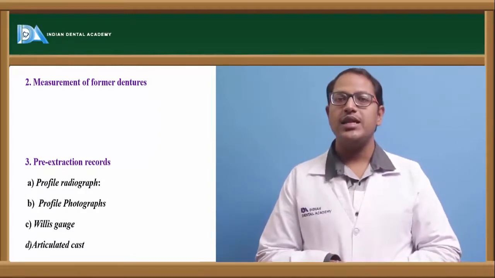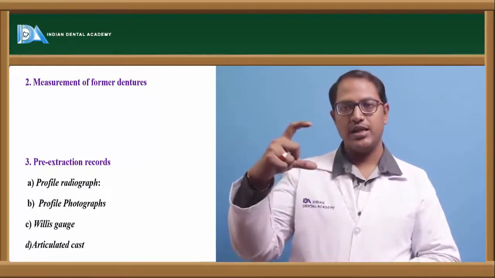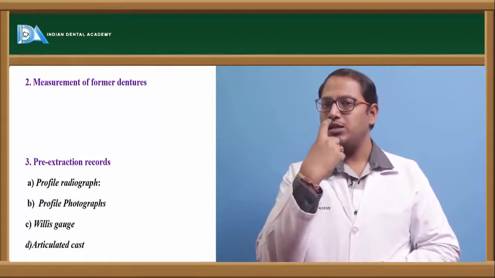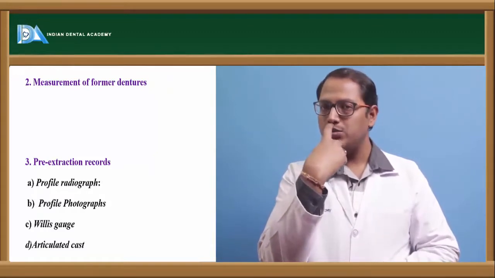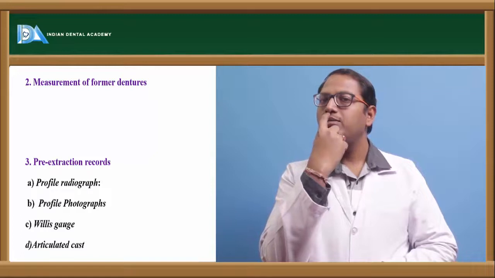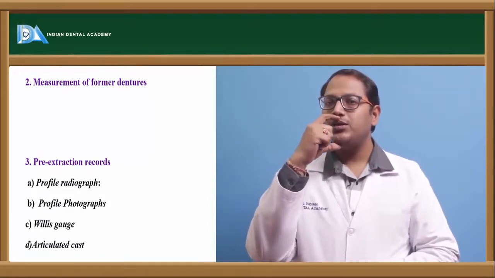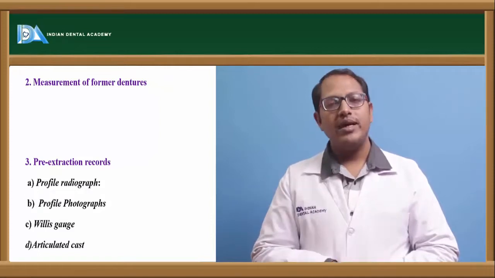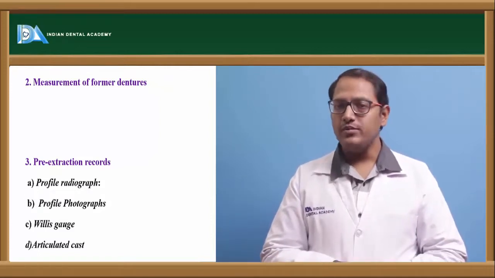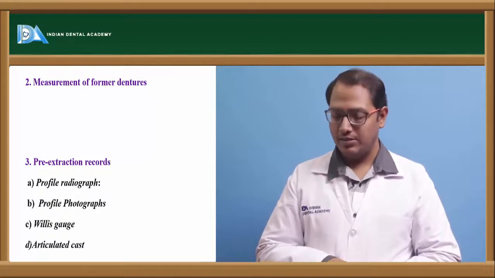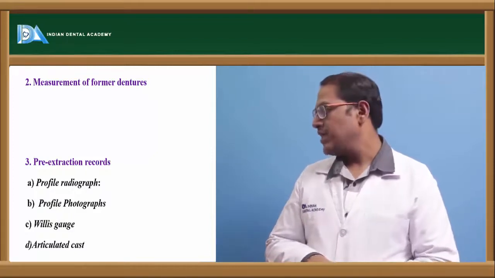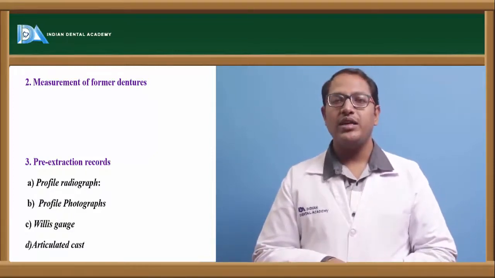Willis gauge. Willis gauge is an instrument which has two clutch-like things. What you do with that is you keep one in front of the nose, at the subnasal area, and one below the chin area. Like this you keep it, and without pressing, you hold it and see the measurement. So by that also you can find out, but this is all before the extraction has taken place.